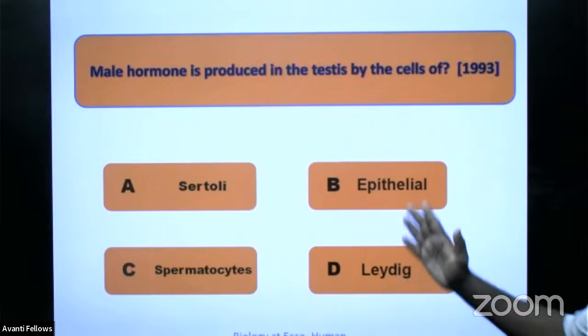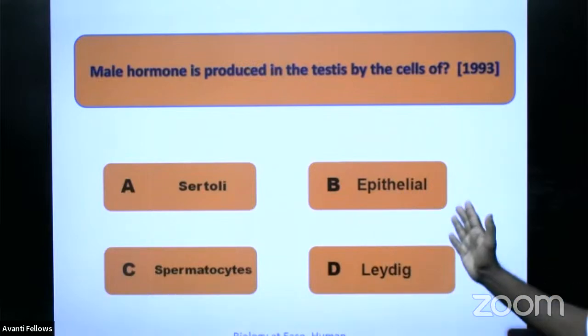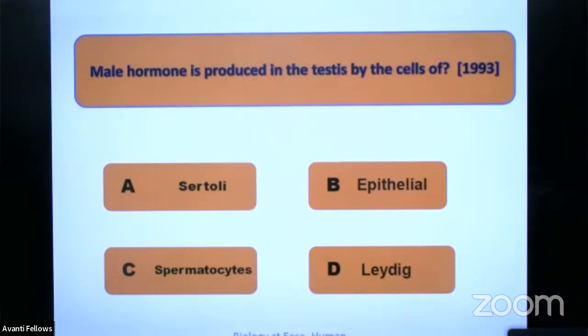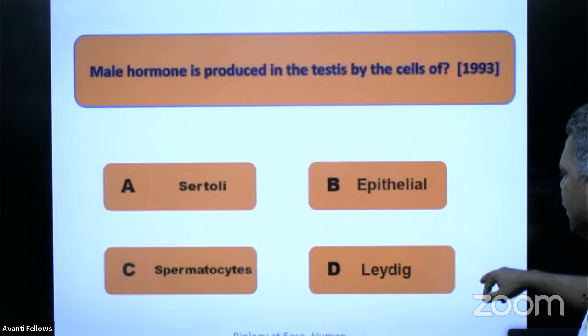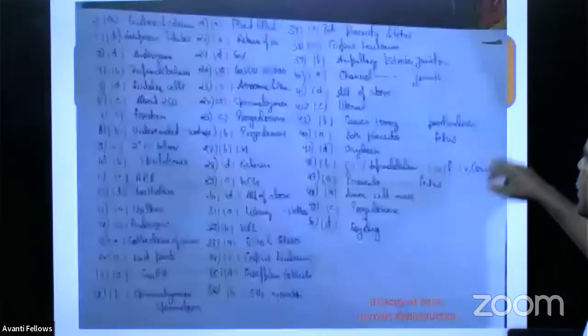Sertoli cell is option A, epithelial cell is option B, spermatocyte is option C, and Leydig cell is option D. Which cell secretes the real male hormone in the testis? Right. We will go to another one.